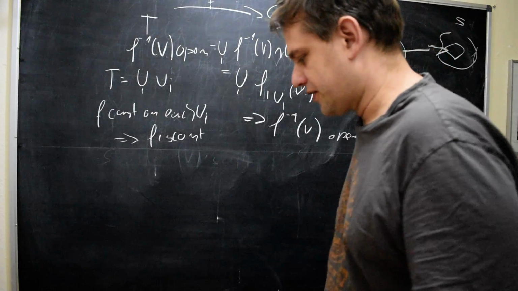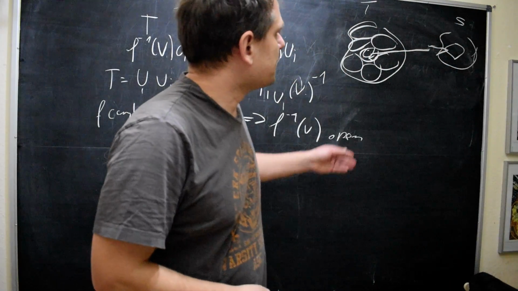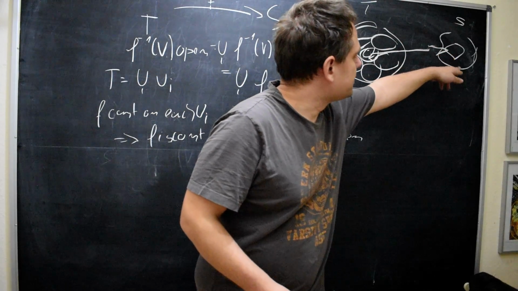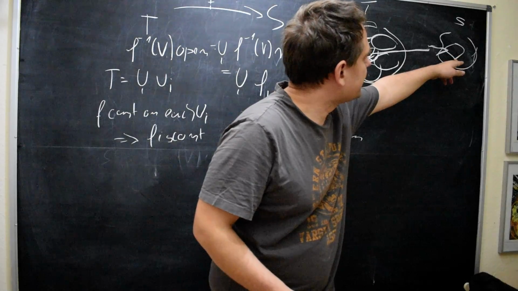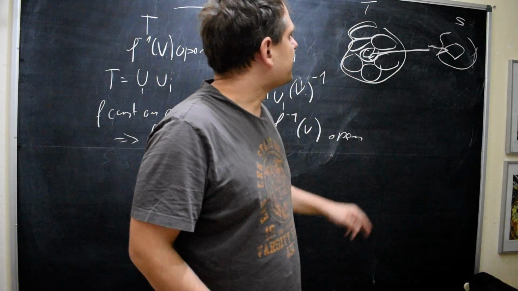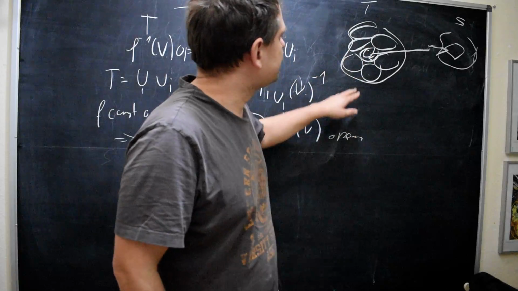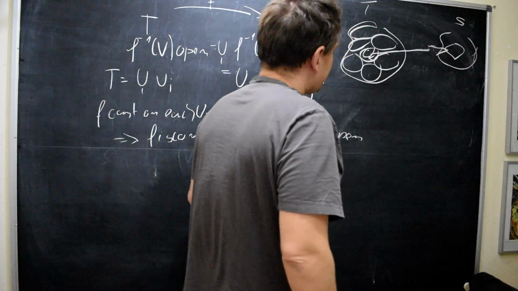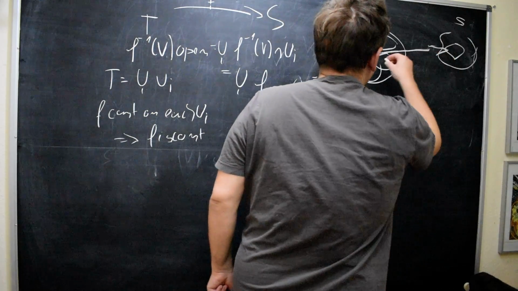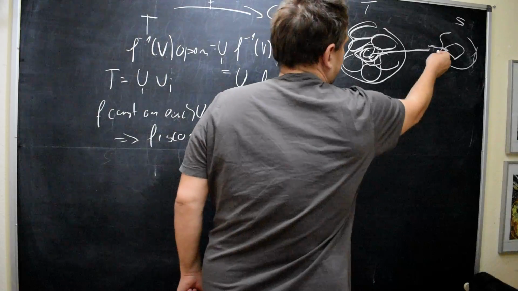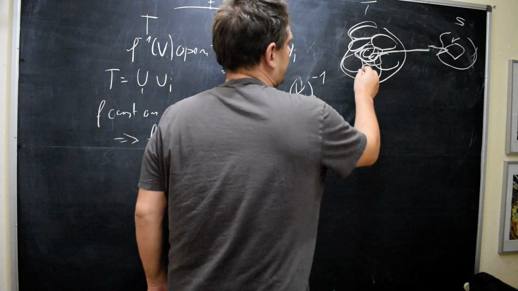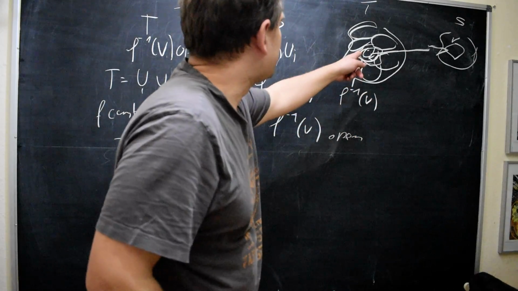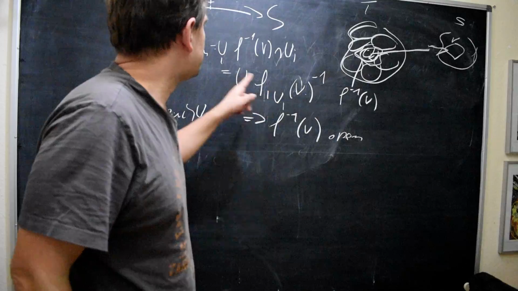So let's have a look at the picture here. This is our space S. We have the set V sitting inside S, and we have this cover here of open sets, the cover of T. And now if you look at the pre-image of V, this is V, and this is the pre-image of V. And what you see now is that we can write this pre-image in this form.